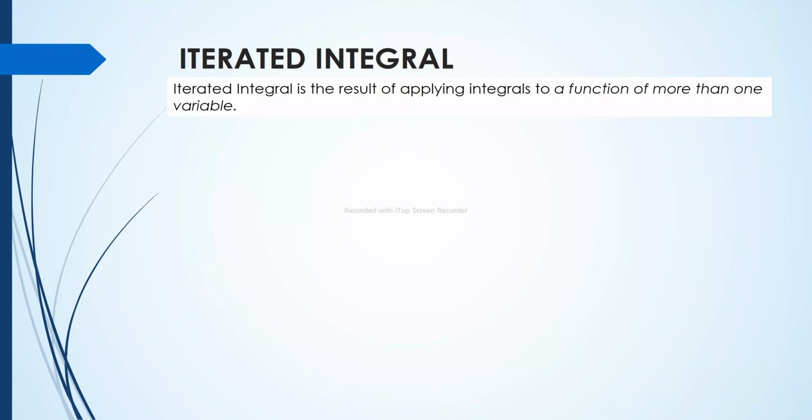So what is an iterated integral? These are the result of applying integrals to a function of more than one variable. So an iterated integral is the result when you apply integrals to a function with more than one variable. So what is this variable?